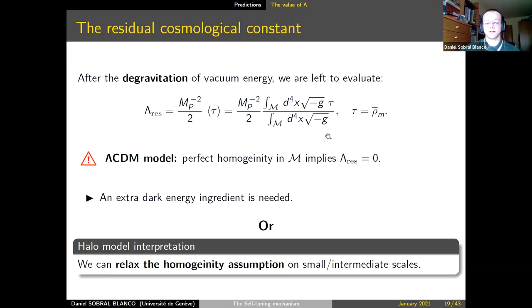The problem is that for the standard lambda CDM model with perfect homogeneity, this quantity is zero. This is why we usually claim that we need some extra dark energy ingredient in order to account for the expansion of the universe. But we propose an alternative. Instead of adding an extra dark energy ingredient, we are going to rethink our picture of the universe on small and intermediate scales, because we relax the homogeneity assumption there. The universe is not entirely homogeneous on those scales.